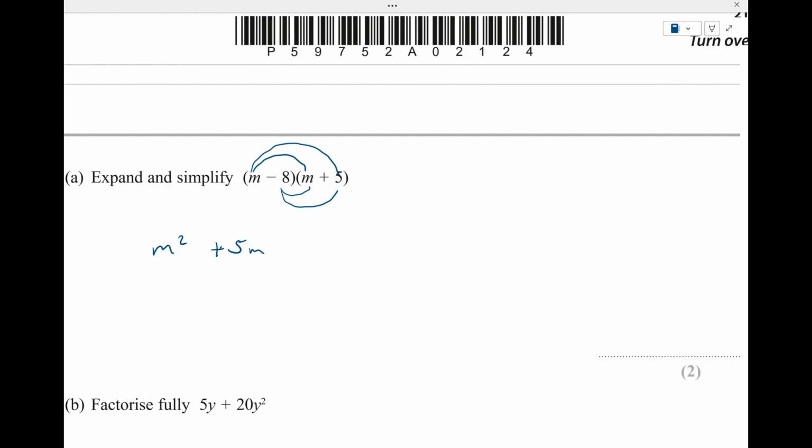Sorry, I've got messy here. I'll start again, shall I? M times m, m squared. M times plus 5, plus 5m. Minus 8 times m, minus 8m. Minus 8 times plus 5, minus 40. So I've got m squared, and then I've got plus 5m minus 8m. So that's minus 3m, and then minus 40.